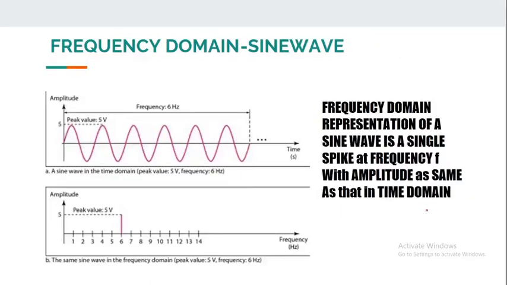Now we will see some common examples of frequency domain representation for illustrative purposes. Take an ordinary sine wave, a simple sine wave with a frequency of 6 Hz and amplitude of 5 volts. Its frequency domain representation will be a straight line parallel to the y-axis, or we can say an impulse at frequency 6, with a peak equal to 5 volts. This is the frequency domain representation of a simple sine wave.